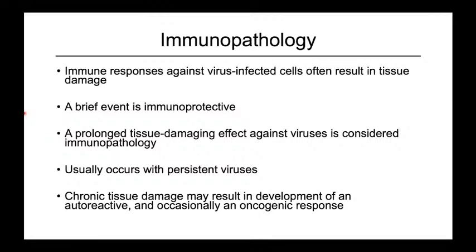And also when you have persistent infection, because you have chronic inflammation going on, chronic tissue damage, this can also lead to development of autoreactivity through several mechanisms. We'll go into details of autoimmunity later, but autoreactivity can be seen, for example, with some of the hepatitis viruses. And sometimes you can also develop an oncogenic response, okay? Seen with KSHV, with EBV, with hepatitis B, and so forth.